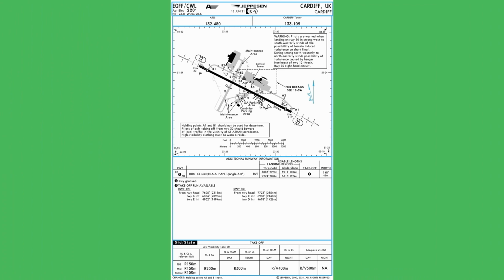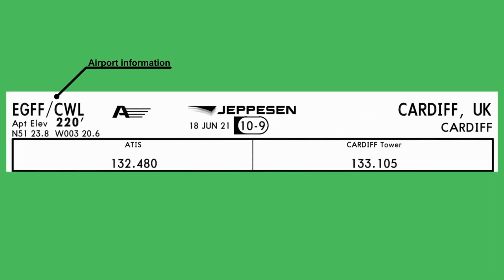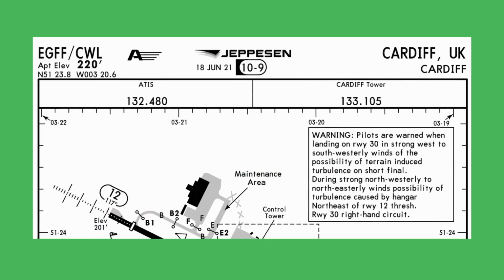Most airport charts can be broken down into 5 different sections. At the top, there's the airport's ICAO and IATA identifier. Below that is the airport's elevation, followed by the coordinates. On the other side, the airport's name and general location is written. One row down will be the airport's communication frequencies. In this case, we have an ATIS and tower frequency.